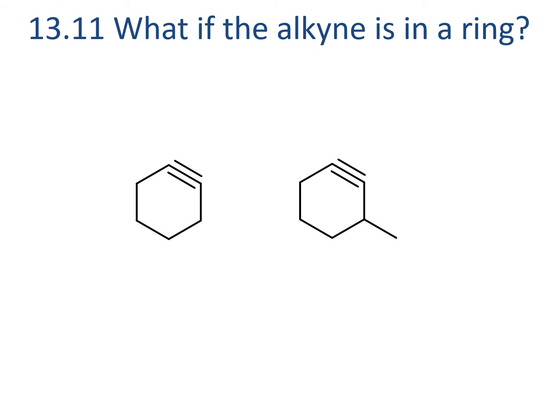An alkyne in a ring is not much different than an alkene in a ring. We just change the ending to -yne instead of -ene. So on the left, we have cyclohexyne. Just like with alkenes, we don't need numbers because the alkyne is automatically numbered 1 and 2. If we do have another group, the group is numbered relative to the alkyne's 1 and 2. So the molecule on the right is 3-methylcyclohexyne.